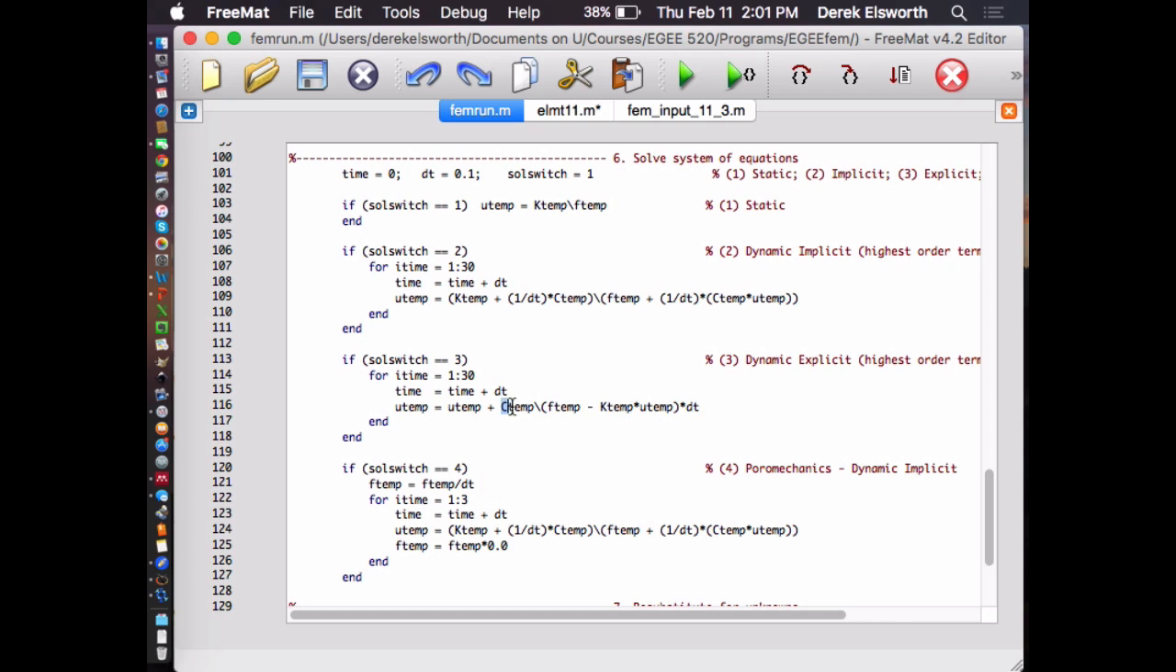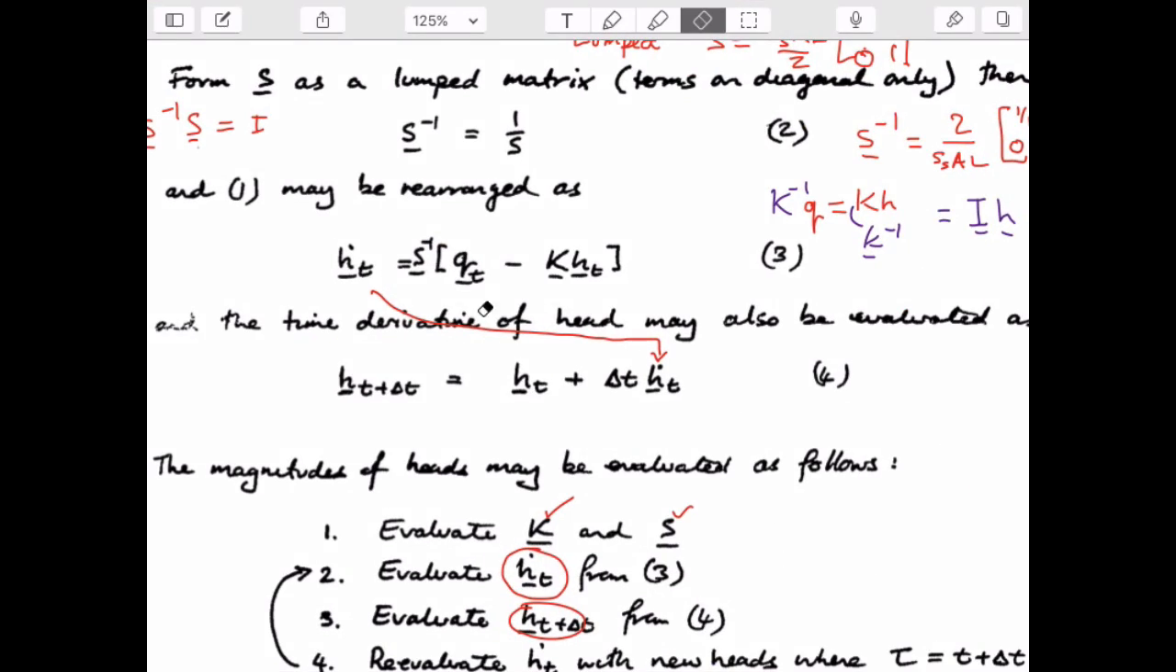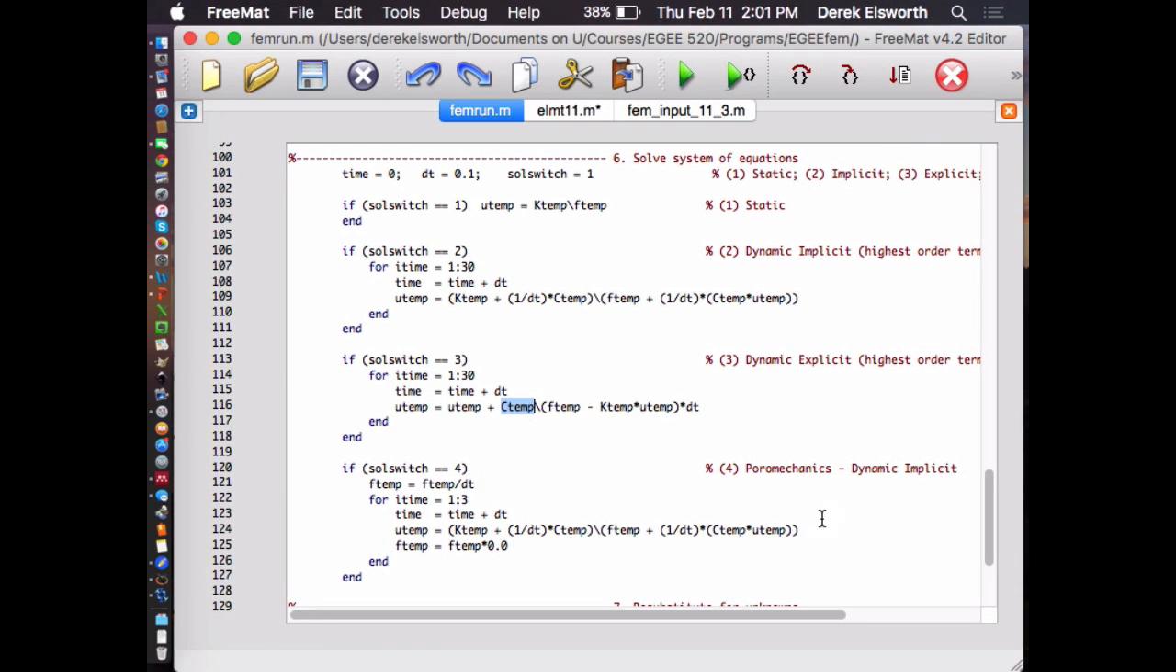1 over the capacitance matrix. So this is 1 over the capacitance matrix and the load vector manipulated. And this is the load vector manipulated. Right, so that's all this. So let's see how it runs.